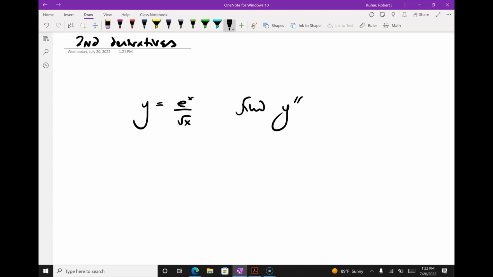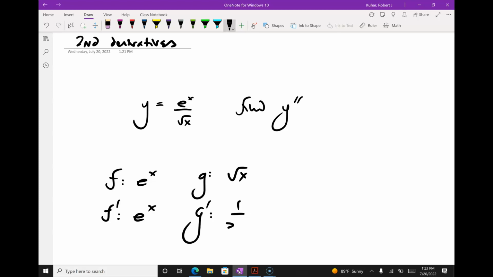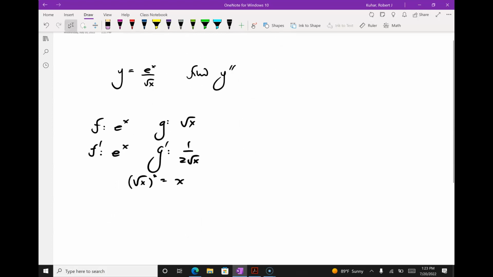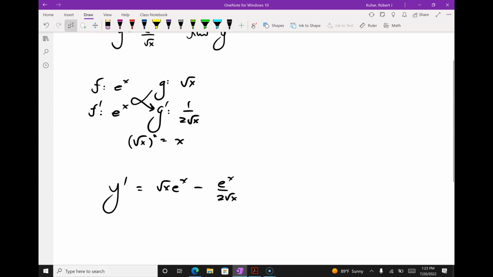So first derivative, upstairs function, e to the x. What's the derivative of that? E to the x. Downstairs function, square root of x. And the derivative of that, 1 over 2 square roots of x, right? 2 square roots of x in my denominator. And of course, the downstairs squared is just x. So y prime is square root of x e to the x minus e to the x over 2 square roots of x, all divided by x.